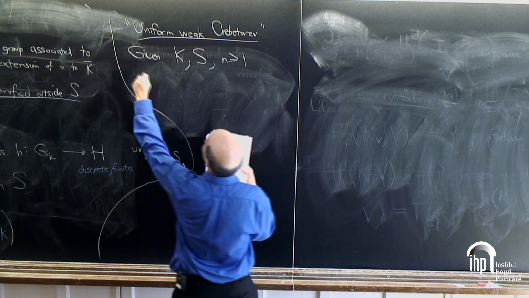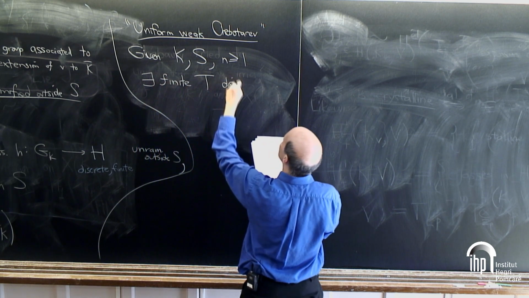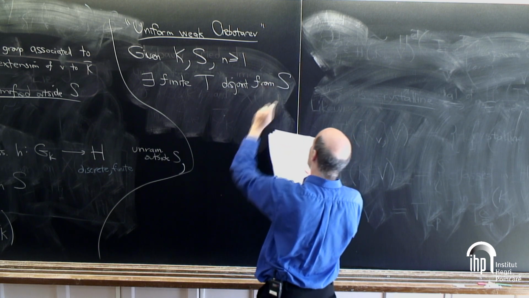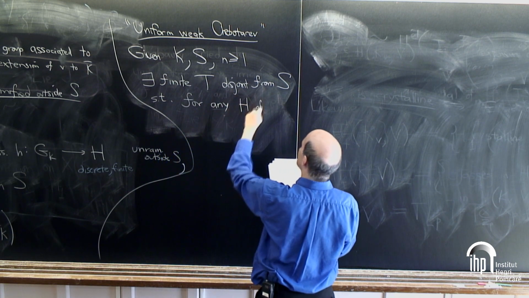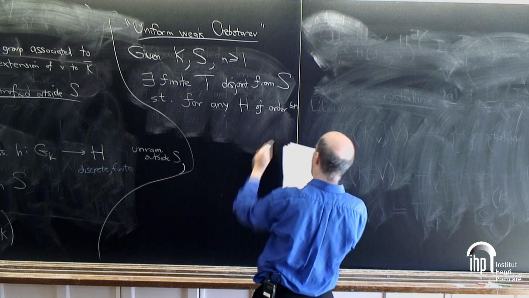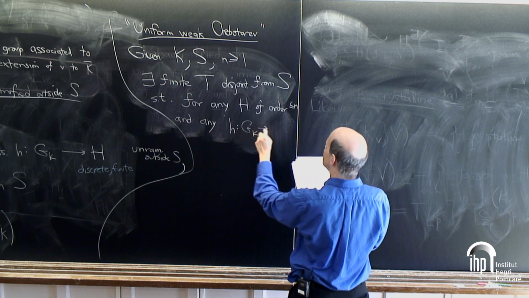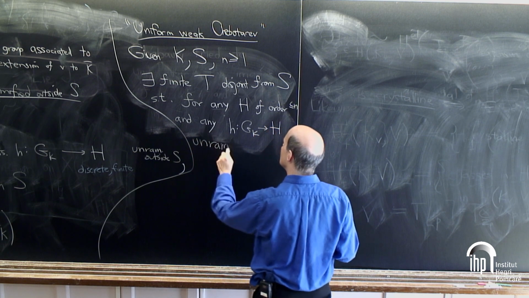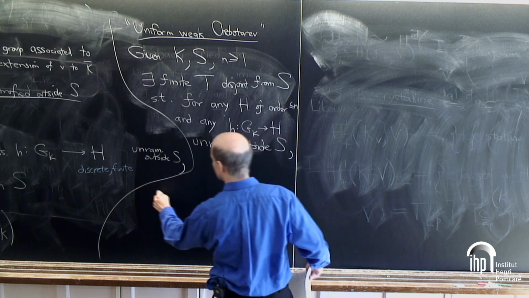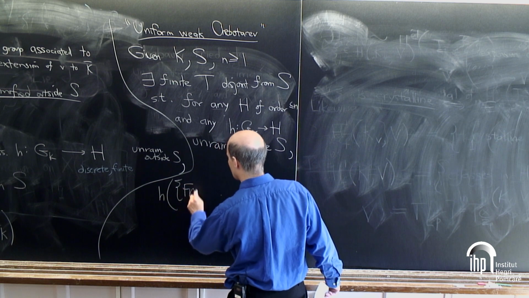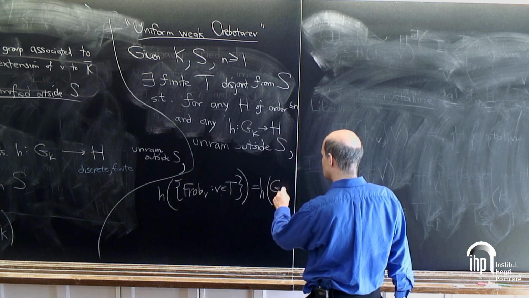Given K and S and n equal to 1, there exists a finite set T disjoint from S such that for any finite group H of order less than n, and any homomorphism from G_K to this H unramified outside S, the same conclusion holds: the Frobenius elements from this finite set T cover the whole image of H.